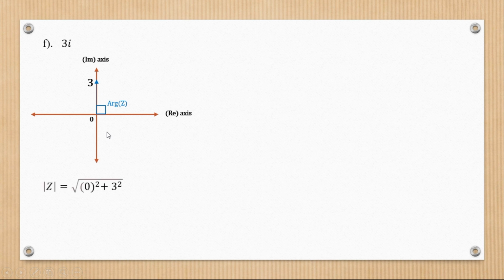You can already see that modulus is obviously going to be equal to 3 units, but you can actually see that the argument of z is clearly equal to 90 degrees. So that can be seen. There's no need of any complex calculations.